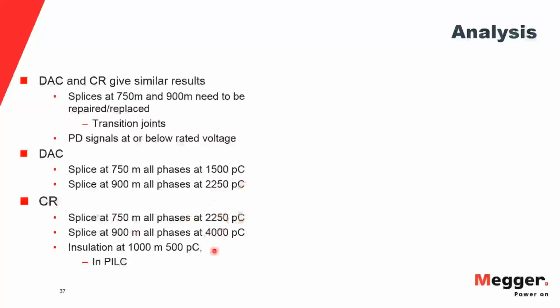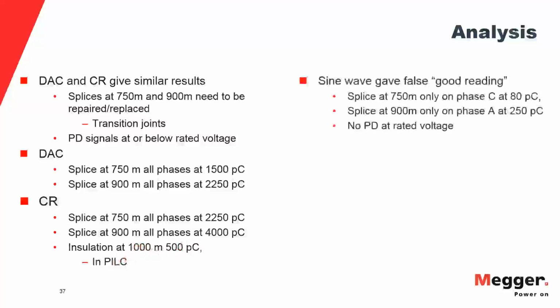In my experience, background noise can go anywhere from 25 to about 125 picocoulombs. If the background was a little bit higher during this test, we wouldn't have been able to find this splice at all. And similarly, this splice at 900 meters with only 250 picocoulombs, that's still a very low signal. And it's important to note, too, that there was no PD measured at rated voltage. So keep in mind that slide I showed before.